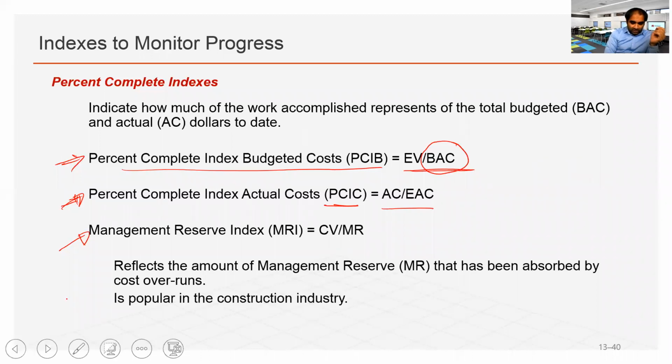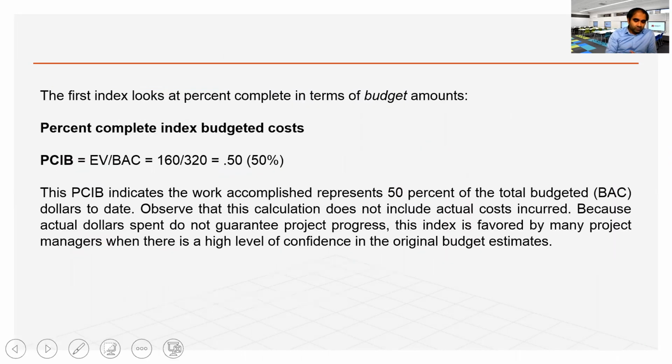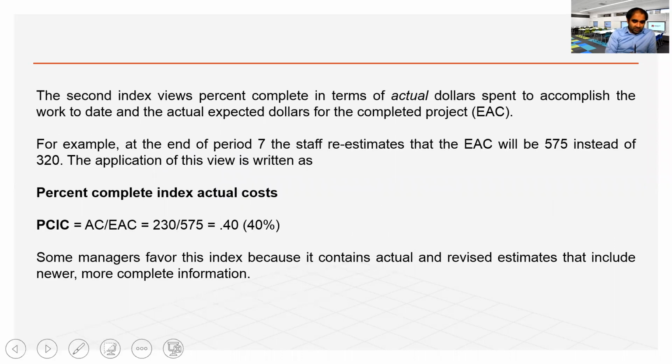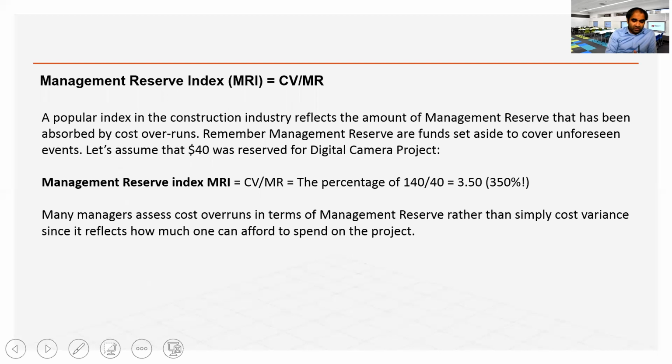I think we have an example here. CV for cost variance, MR for management reserve. So what is the cost variance up to date, and how much is the management reserve? What percentage of the management reserve is being consumed by the cost variances? That's what it means. So some examples of PCIB and PCIC, please have a look, so that you understand it better. Management reserve, CV by MR.